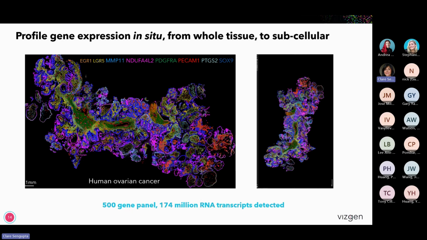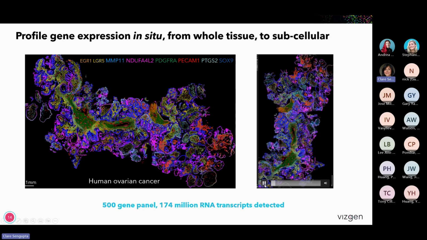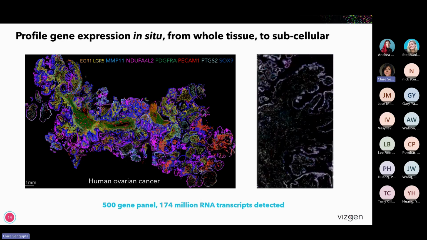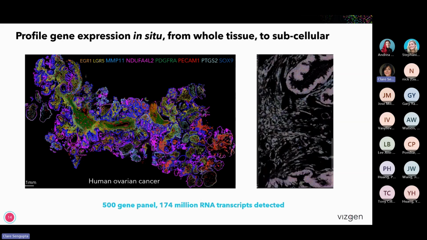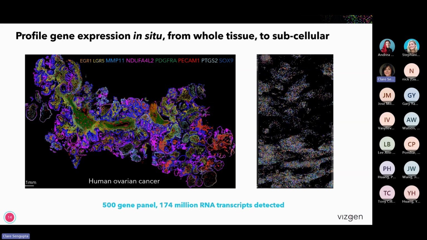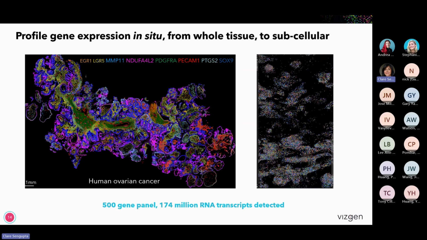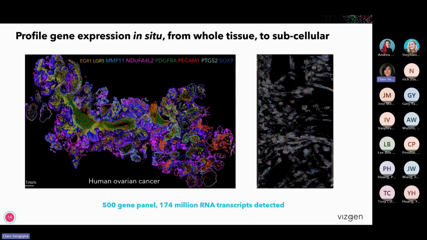And if I can play this video here, we can actually see a higher magnification image looking at the cellular level of this data, and you're able to see all 500 genes in the panel rather than just the 8 here. As we zoom in, you can see the density of the transcripts, the ability to resolve them at single cell resolution, and how valuable it is to be able to see where they're actually spatially located.